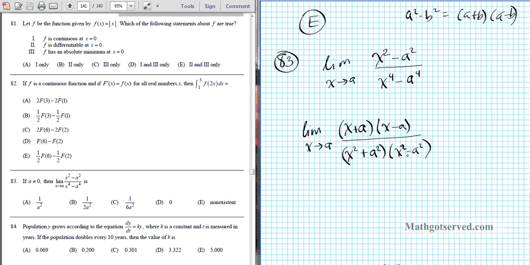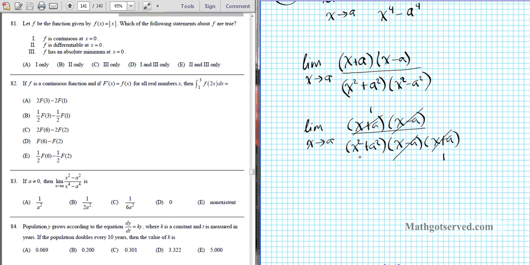We have a difference of squares here again, so that means that we can actually factor it further. So this becomes the limit as x approaches a of x plus a times x minus a over x squared plus a squared times x minus a times x plus a. The x minus a cancels out, and now we also cancel out the x plus a's too. And we can finish it off.